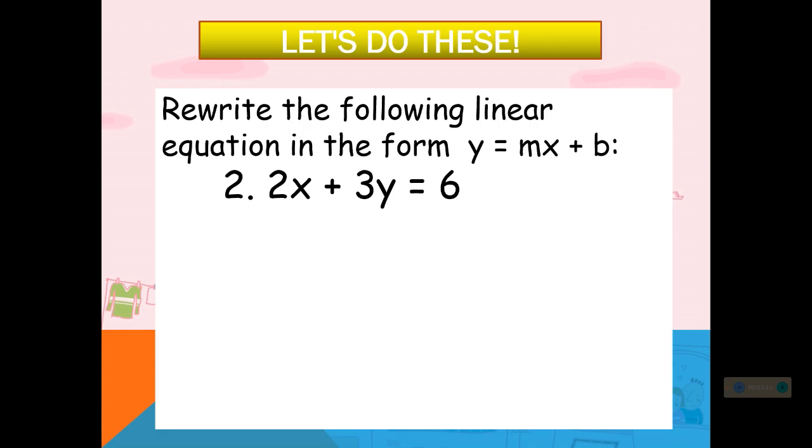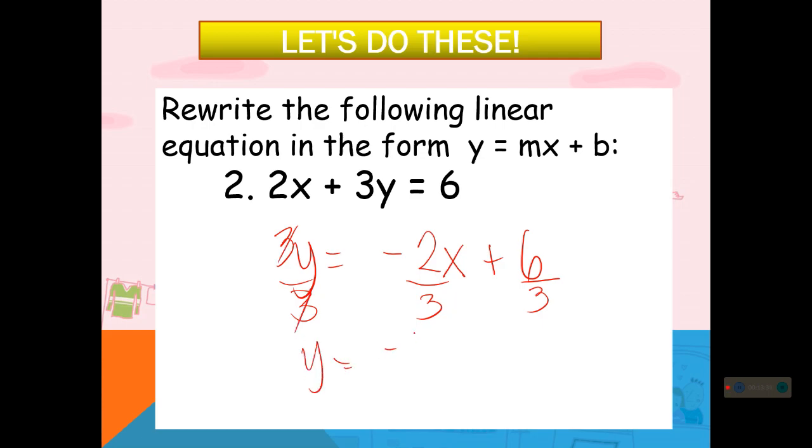Next, number 2. We have 2x plus 3y equals 6. Okay. So, we have 3y equals negative 2x plus 6. Yes, good. You are going to divide all the terms of the equation by 3. And then, you will obtain y equals negative 2/3 x, yes, positive 2. So, our m is negative 2/3 and our b is positive 2. Okay, any question? Okay, so if you don't have, let's proceed with the last one.